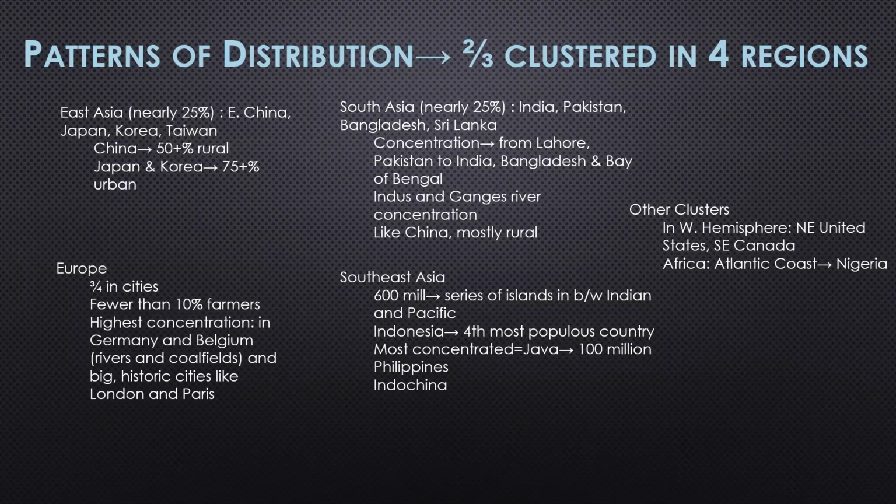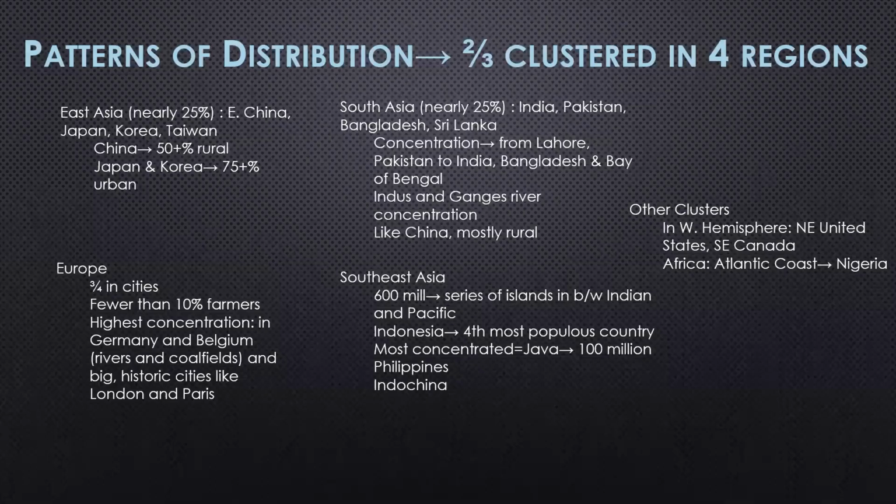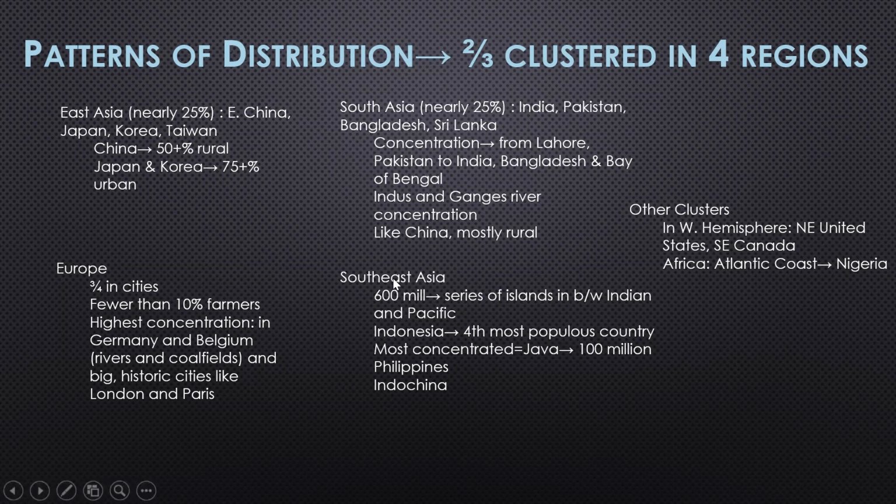So these are the major population patterns of distribution. Two-thirds of the population are clustered in four regions: East Asia, South Asia, Southeast Asia, and Europe. And you can see the different kinds of statistics among these four regions. Like in China, 50% of the population is rural. Japan and Korea, 75% is urban. In Europe, three-quarters of people live in cities.